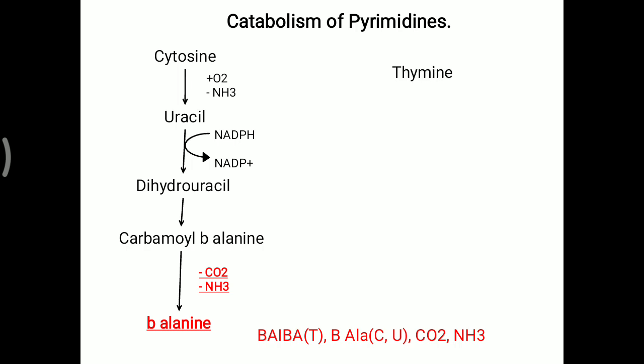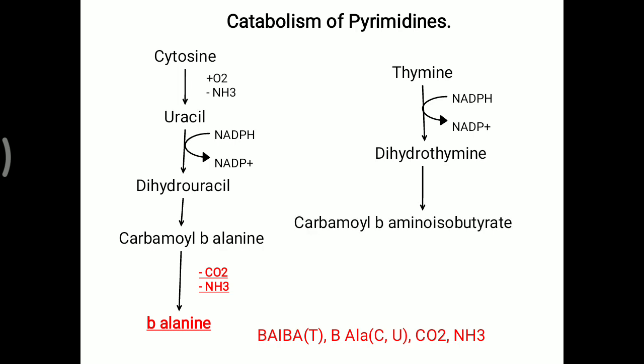Now thymine is first again converted into dihydrothymine, the same as uracil. Now dihydrothymine is further converted into carbamyl beta amino isobutyrate, or isobutyric acid. So lastly, again carbon dioxide is removed, again the ammonia molecule is separated, and beta amino isobutyric acid, or butyrate, is formed. So these four you have to remember as the end products of pyrimidine catabolism.